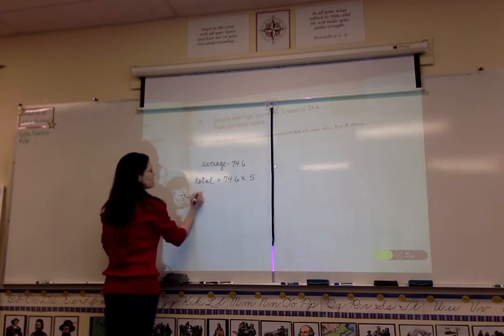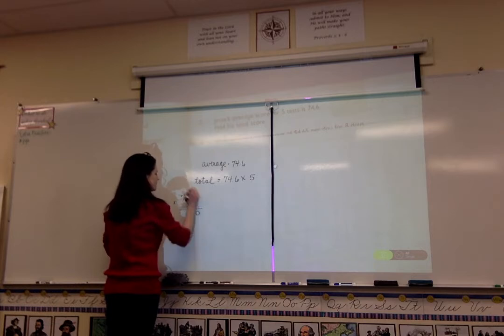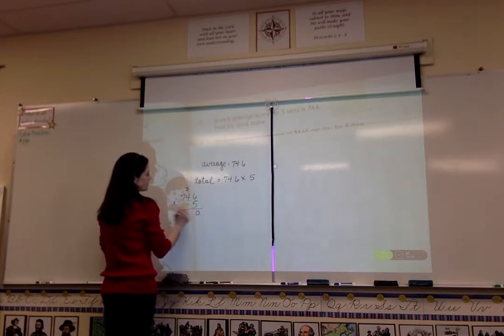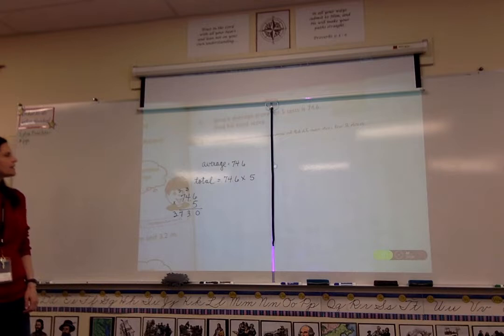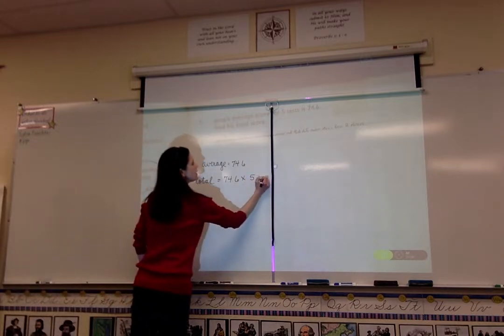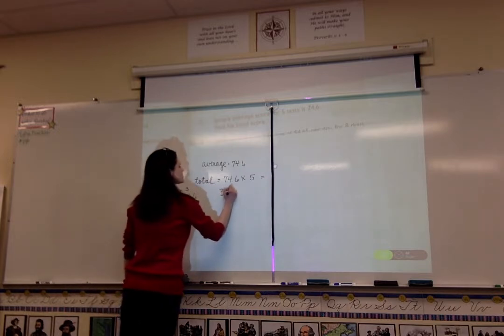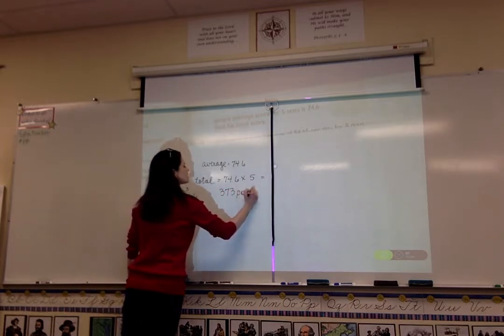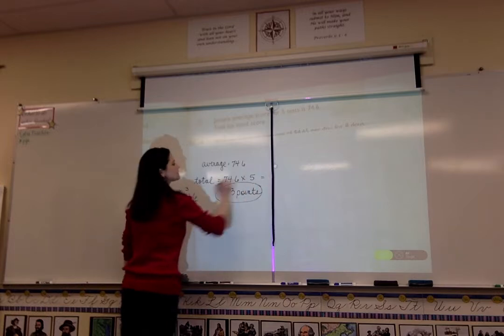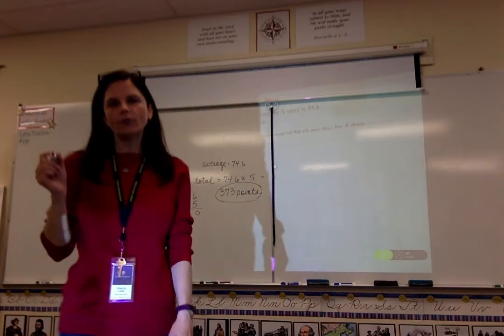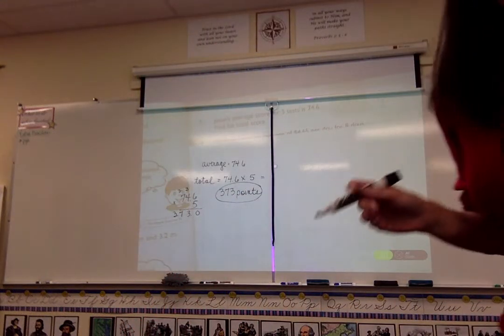So 74.6 times 5 gives you 373. Okay, so his total number of points that he scored for all 5 of these tests is 373 points. Okay, so that's an example of finding the total from the average. It's that simple. All right, let's try another one.